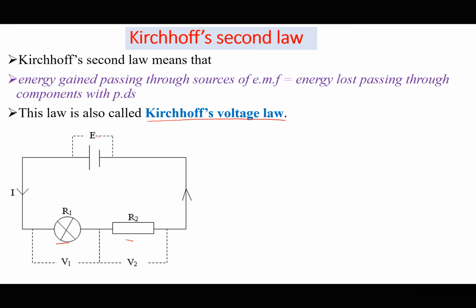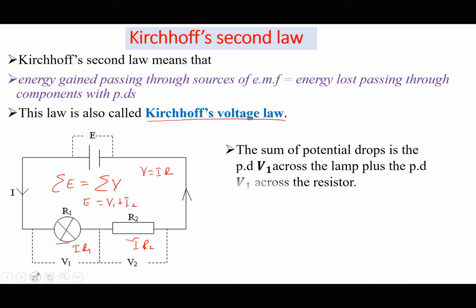So according to Kirchhoff's second law, the sum of EMFs is equal to the sum of potential drops V. In other words, E is going to be equal to V1 plus V2. You should not forget Ohm's law, which says that V equals I times R. So it means the potential drop across R1 can also be given as I times R1, and the potential drop across R2 can also be given as I times R2. That is Kirchhoff's second law.